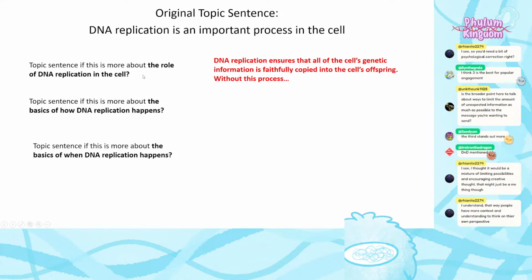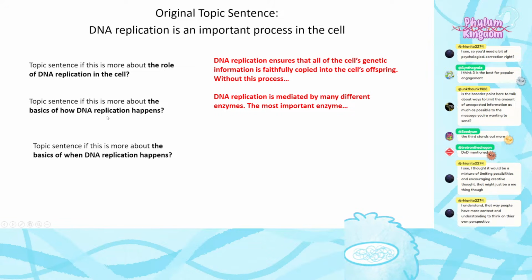If I want to talk about the role of DNA replication, here's how I would change this topic sentence. DNA replication ensures that all the cell's genetic information is faithfully copied into the cell's offspring. Without this process, right, this is a very natural transition because this sets up the logical conclusion that the first sentence sets up. So there's very minimal cognitive punishment. This is a natural argument to be making after that first sentence. It might not be exactly where the audience thinks that they're going, but they can understand why you chose this path, right? You limited the box that people can wander down. You've limited the number of paths.